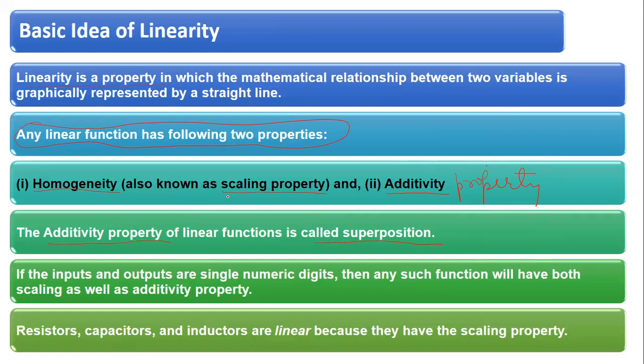Now, what are these properties? What is the homogeneity property and what is the additivity property, that we will discuss in the next slides. So in our electrical systems, we have resistors, capacitors, and inductors. All these are linear elements because they all possess the scaling property, right? Now, what is this scaling property? That we will discuss.